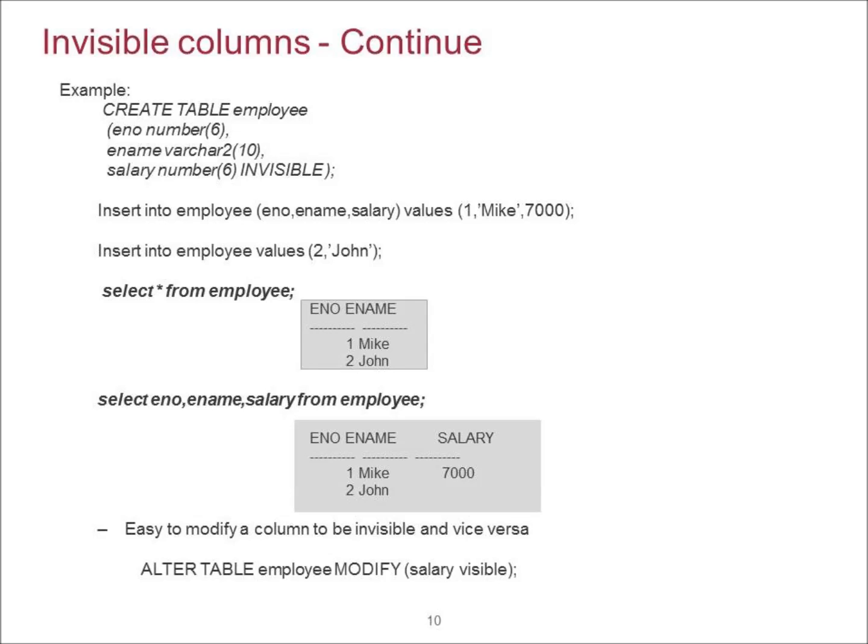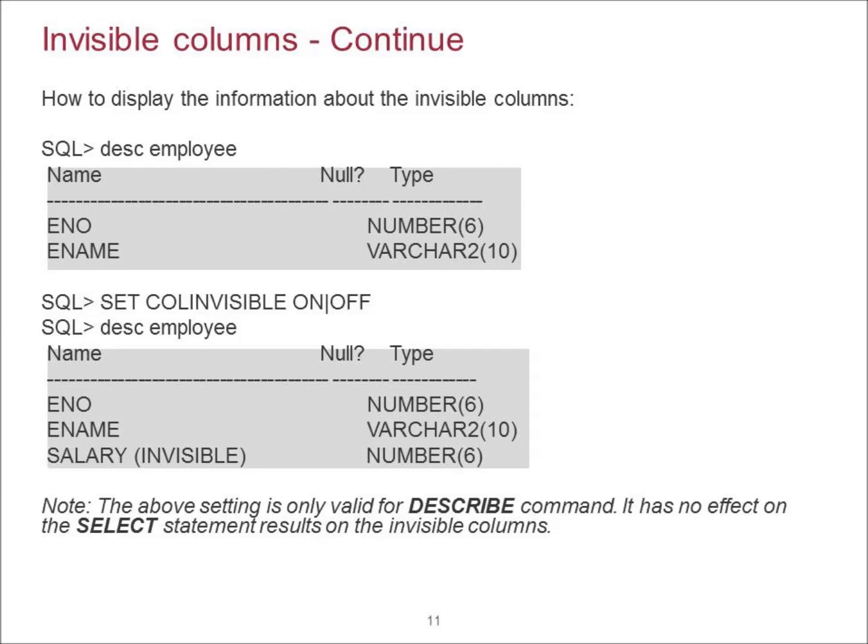But now, interestingly, if you want to show your invisible column in your description, how would you do that? There is a SQL*Plus command called set column invisible on and off. If you turn it on and then do describe, it will show all the invisible columns in that particular table. However, keep in mind that this will not affect anything for your select statement.